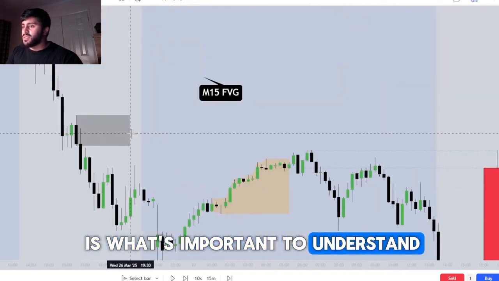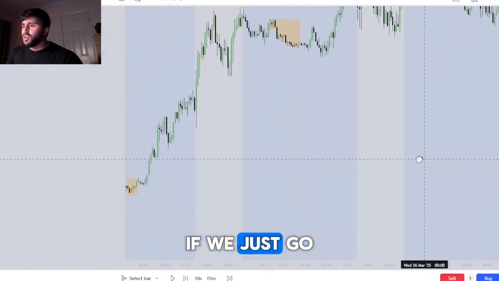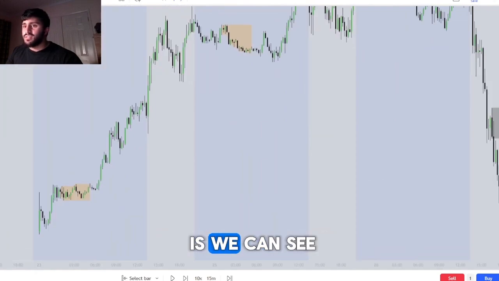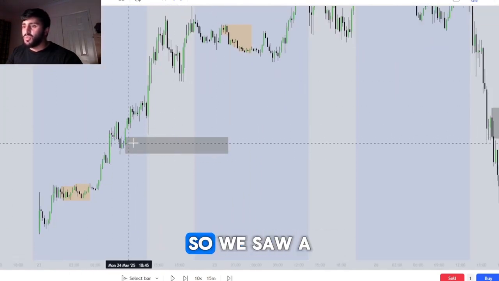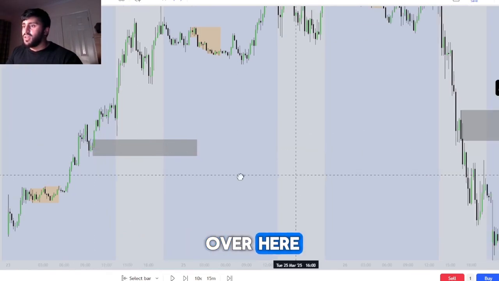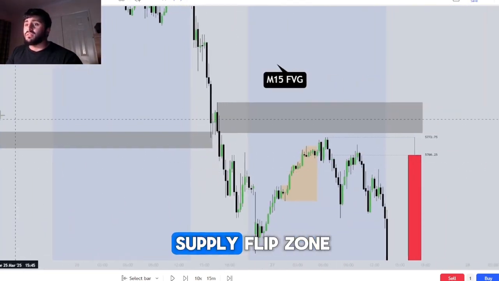This is what's important to understand, right? So why was this a high probability zone? Well, there's a few reasons for that. If we just go over to the left, what we can see is price actually came into this fair value gap from the left, right? So we saw a bullish fair value gap over here. If we just extend that over to the right, we can see this is a demand to supply flip zone.